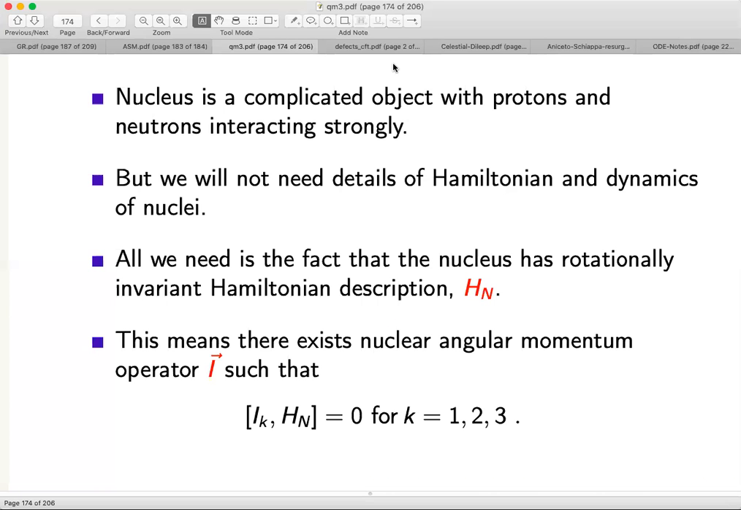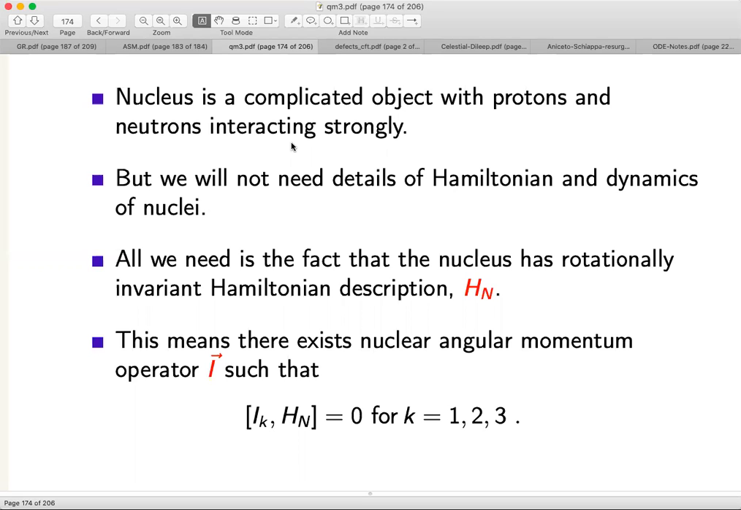Okay, so let's do a small recap. We were talking about the finite size and nuclear spin effects on the spectrum of hydrogen-like atoms, and what we said was that the nucleus can be written in terms of its constituents, but it really does not matter for us as far as atomic physics problems are concerned.